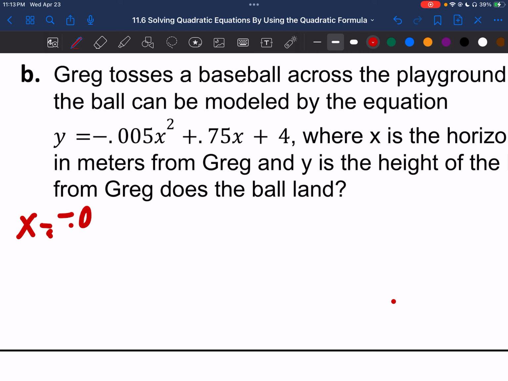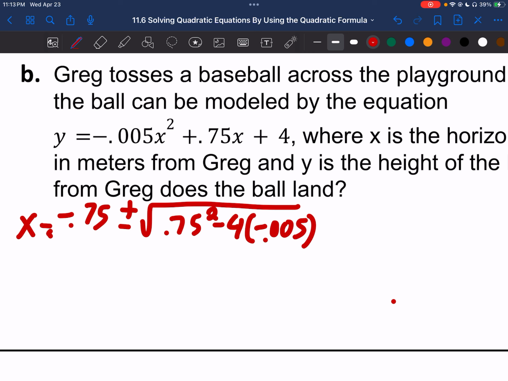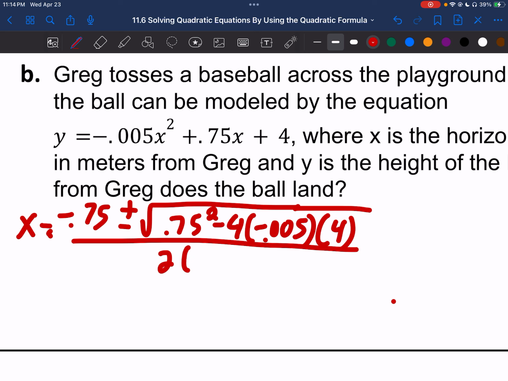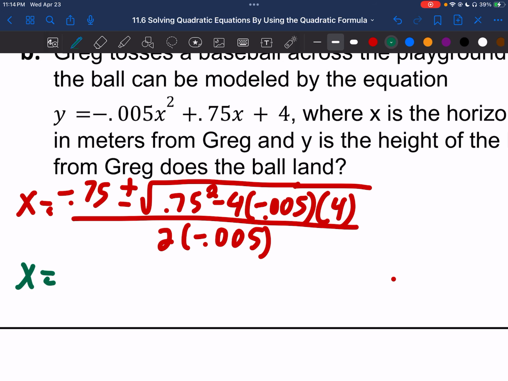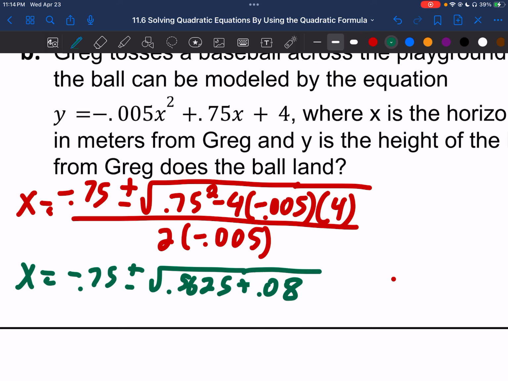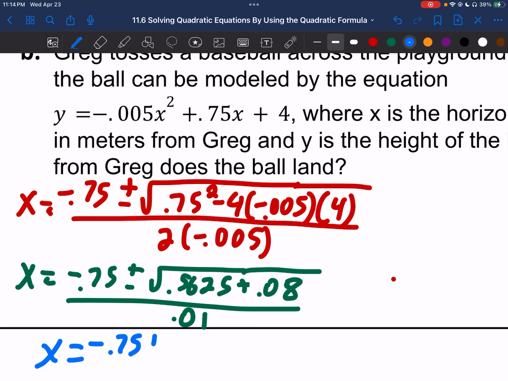Negative 0.75 plus or minus the square root of 0.75 squared minus 4 times negative 0.005 times 4. And this is all over 2 times negative 0.005. All right, so let's do the simplification. Negative 0.75 plus or minus the square root of 0.5625 plus 0.08. And this is all over 0.01. Negative 0.75 plus or minus the square root of 0.6425 over 0.01.